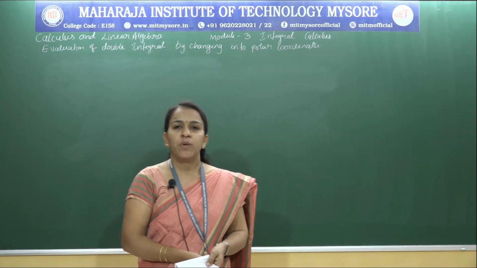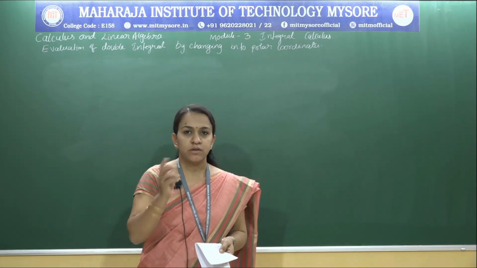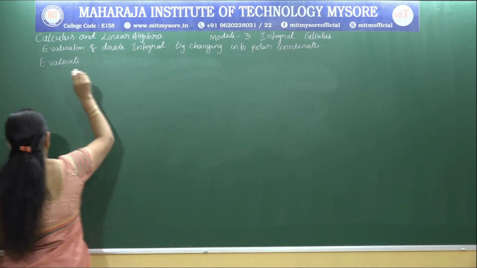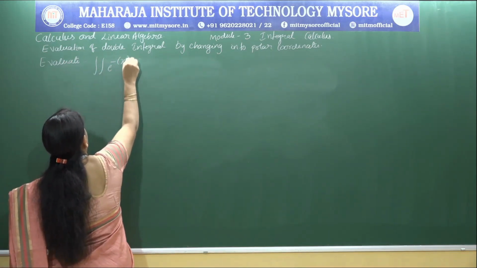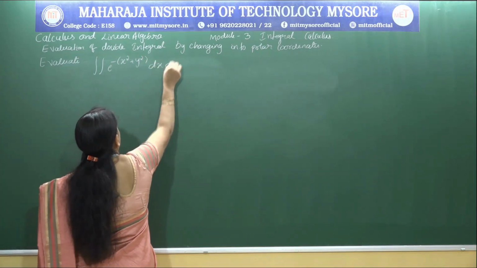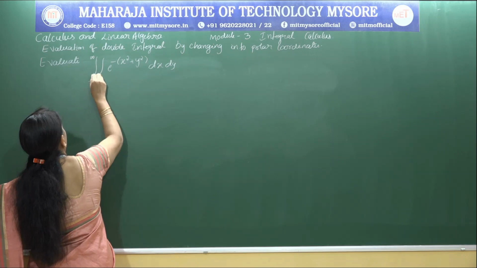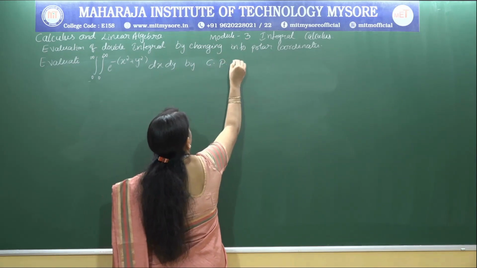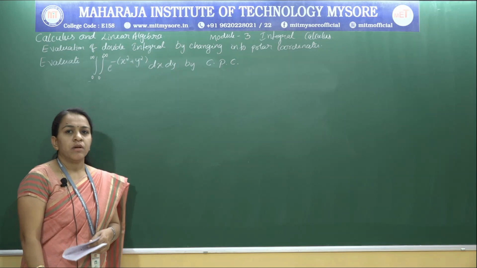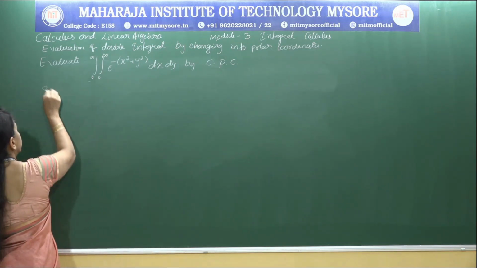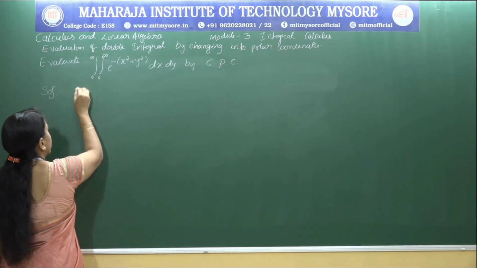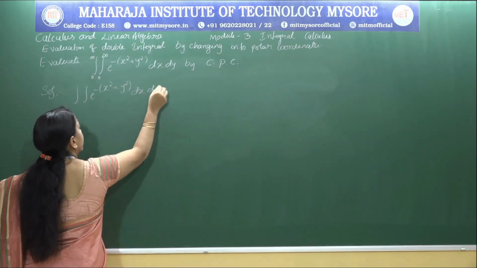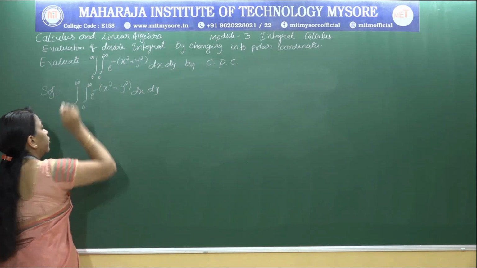Now let us solve a problem on double integrals by changing into polar coordinates. Of course, they specify to evaluate by changing into polar coordinates. So, first problem: evaluate the double integral of e power minus of x square plus y square dx dy, where the limits are 0 to infinity and 0 to infinity, by changing into polar coordinates. So, how to evaluate this? The given double integral is e power minus of x square plus y square dx dy, with limits 0 to infinity, 0 to infinity.